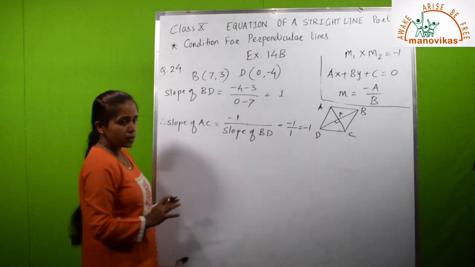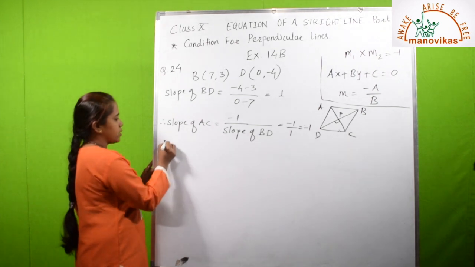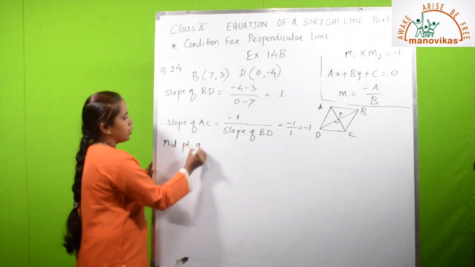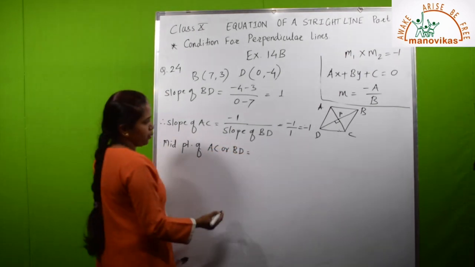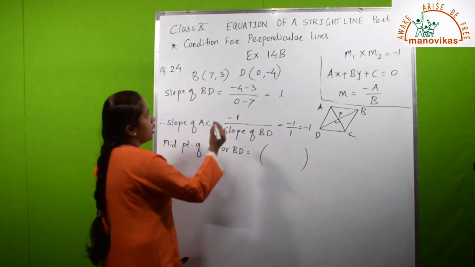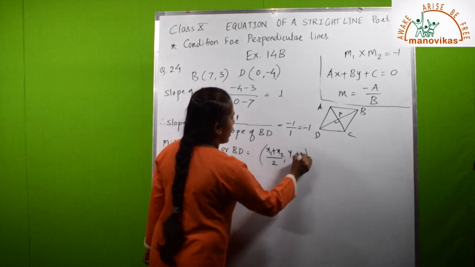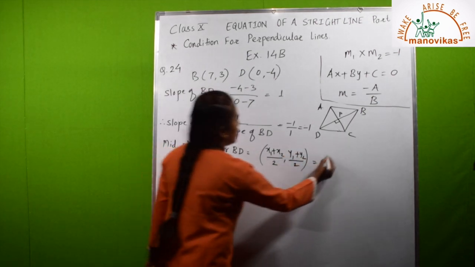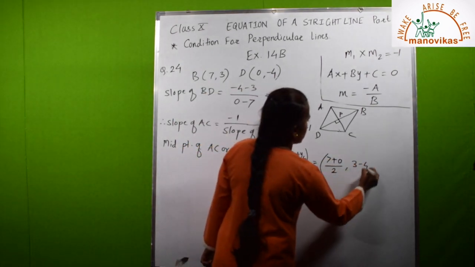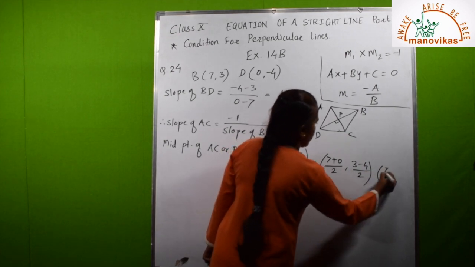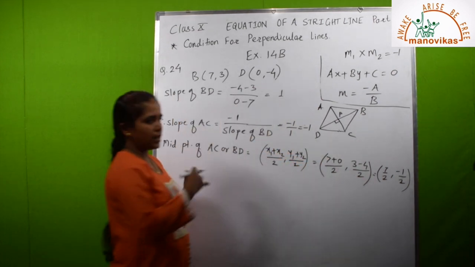Now we got the slope of AC. Now we have to find the midpoint of BD or midpoint of AC. Now midpoint of BD or AC will be equal to, what is the midpoint formula again? x1 plus x2 upon 2, y1 plus y2 upon 2. So here 7 plus 0 upon 2, 3 minus 4 upon 2. So you get 7 by 2 and minus 1 by 2. This is the midpoint of AC and BD.